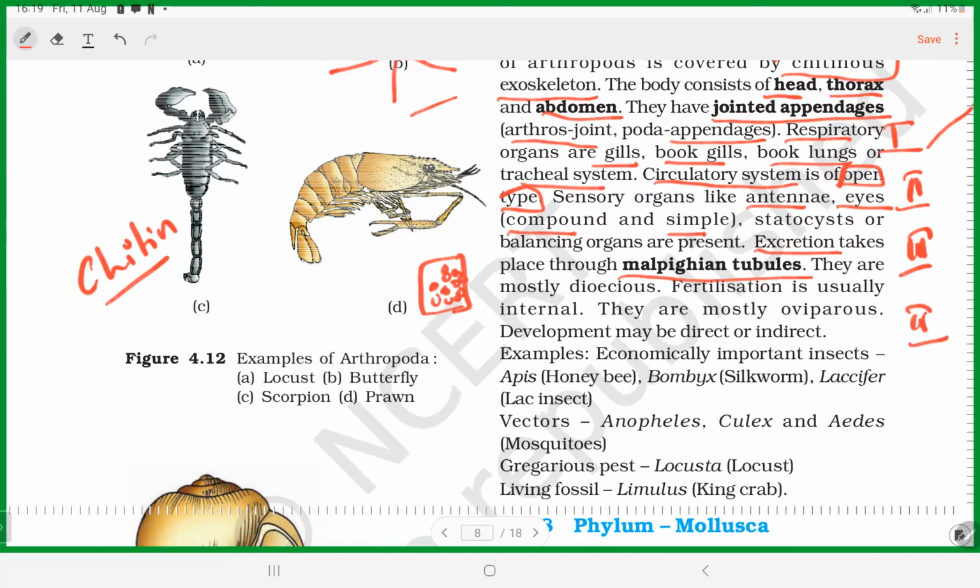I think your time is up, but fine, just one more minute. They show separate sexes, internal fertilization, and egg laying. Insects lay eggs. And development may be direct or indirect. So note down the examples.